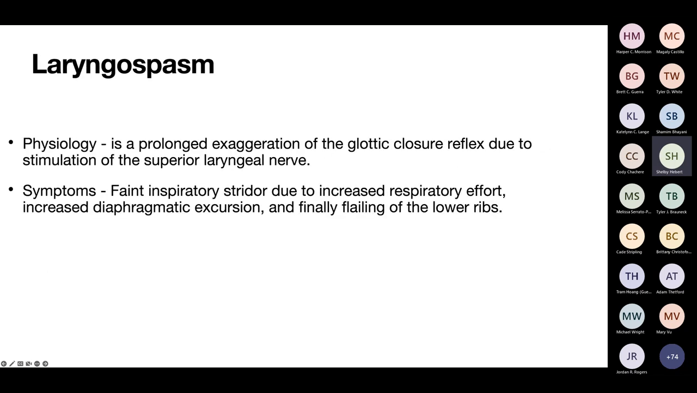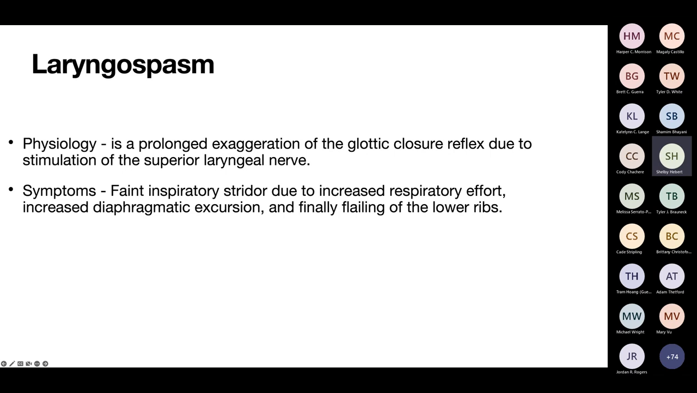All right. So talking a little bit about laryngospasms and how to recognize it. Like I said, for some reason the glottis is closed, usually due to some sort of stimulation. I would pay attention to what nerves are stimulating it. The big one's going to be the laryngeal nerve. So how do you recognize it?